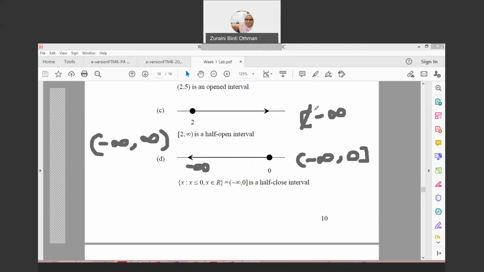Why? Because we don't know the height for negative infinity tu sampai berapa. Kalau kita dah tahu negative infinity tu sampai negative 100, so you can use square bracket. Tetapi bila kita tak tahu, dia tak akan berhenti, so kita kena guna open bracket. Sebab kita tak ada nombor yang pasti dekat situ. So for negative infinity and positive infinity, always use the open interval.